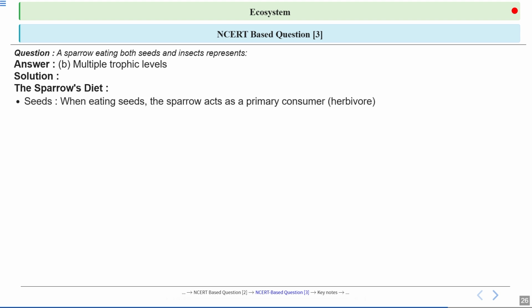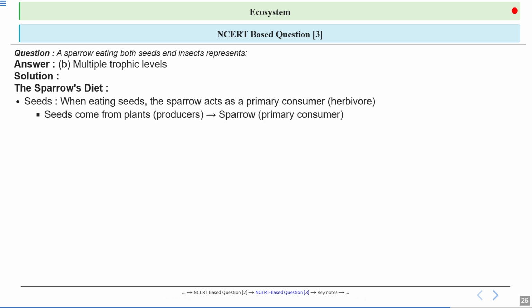Next question, a sparrow eating both seeds and insects represents. The options are single trophic level, multiple trophic level, no trophic level, or only primary consumer level. What will be the correct answer? Option number B, multiple trophic level is the correct answer. Let's talk about the sparrow's diet. So when the sparrow eats seeds, it is acting as a primary consumer.